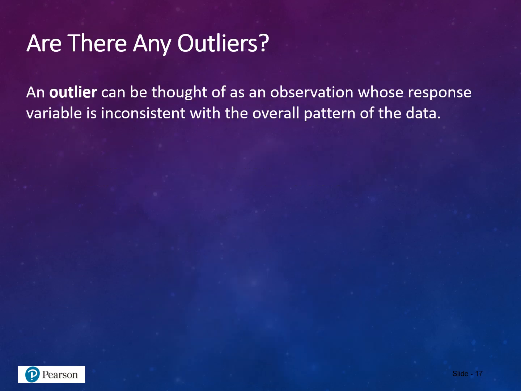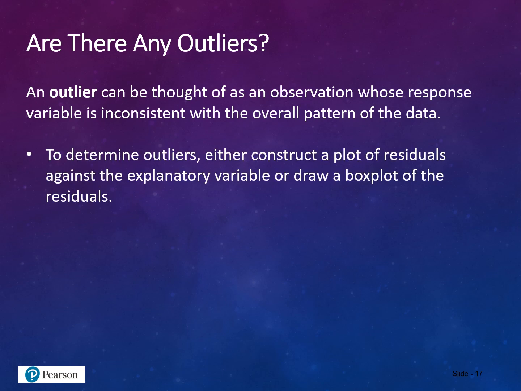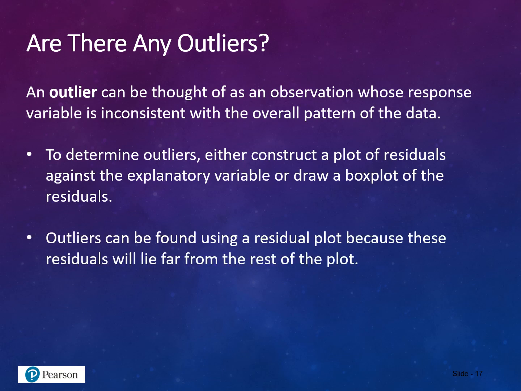We looked at outliers before, and remember that an outlier can be thought of as an observation whose response variable is inconsistent with the overall pattern of the data. To determine outliers, either construct a plot of residuals against the explanatory variable or draw a box plot of the residuals. Outliers can be found using a residual plot because these residuals will lie far from the rest of the plot. Now let's look at an example.